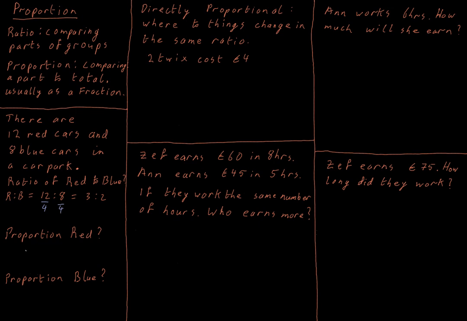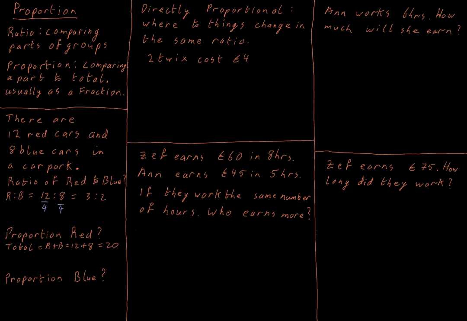Now, proportion. What's the proportion of red cars? Well, for the proportion, I would need to know the total, because the proportion is going to compare a part of a group to the total. So I need to know the total number of cars that I'm dealing with. Well, in the context of this question, there's 12 red cars and 8 blue cars. They're the only cars in the car park, as we're given the information in the question. So our total would be our red plus our blue, would be 12 plus 8 is 20. So there's a total of 20 cars in our car park.